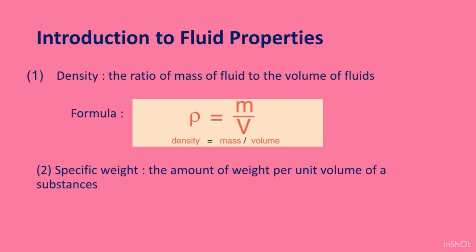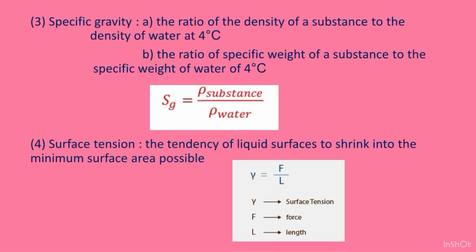Number two is specific weight, which is the amount of weight per unit volume of a substance. Number three is specific gravity, the ratio of the density of a substance to the density of water at 4 degrees Celsius, or the ratio of specific weight of a substance to the specific weight of water at 4 degrees Celsius. This is the formula for specific gravity, which is the density of substance divided by the density of water at 4 degrees Celsius.